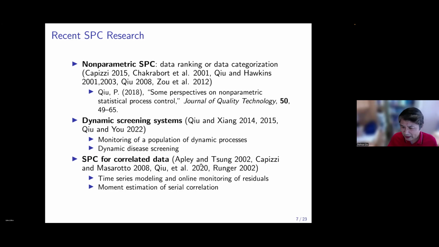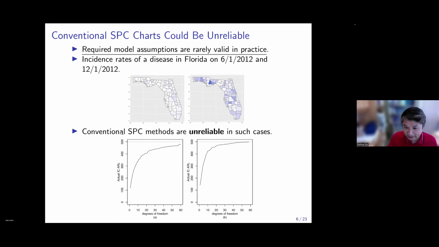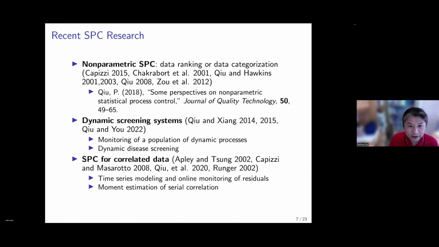You may ask me, if the data are correlated and you ignore the data correlation, what will happen? A similar situation. I have plots, similar plots, just like this. The actual ARL0 values will be far away from the nominal ARL0 value, so the control charts actually cannot be used.